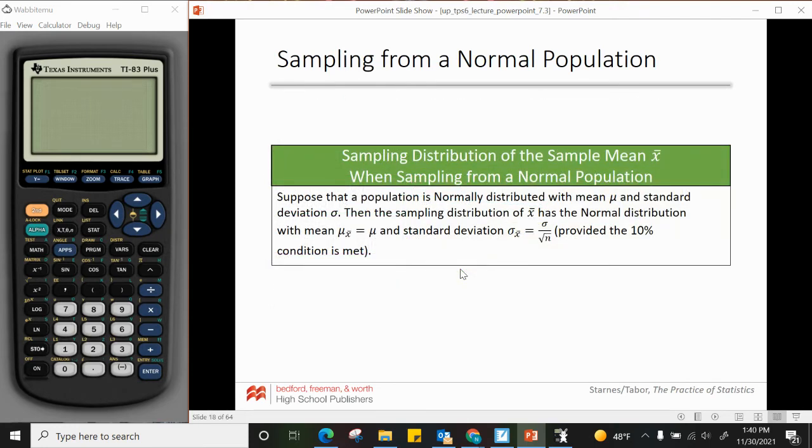Right? So suppose that a population is normally distributed with mean mu and standard deviation sigma, then the sampling distribution of x bar has the normal distribution with mean x bar equaling mu, the standard deviation of sigma over square root n, provided that the 10% condition is met. And it has a normal distribution. It is a symmetric normal distribution because the population was normal.